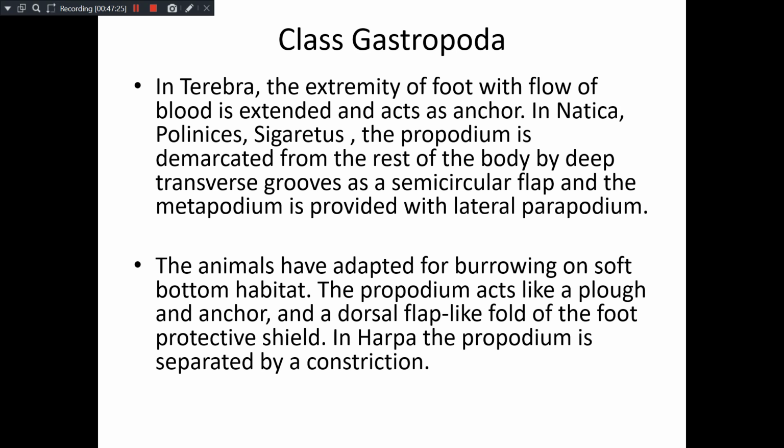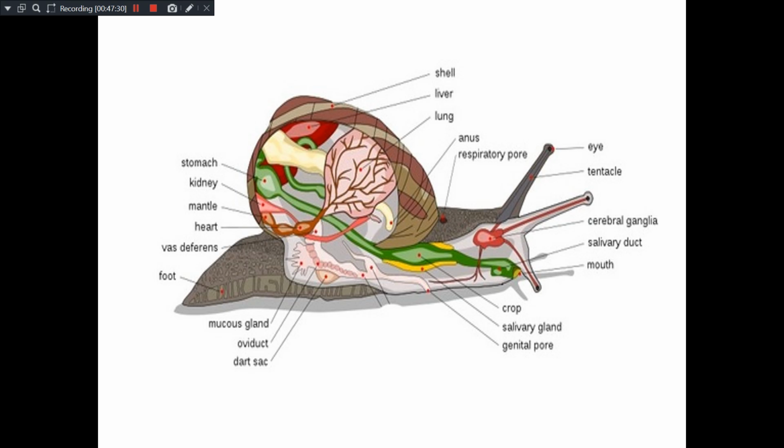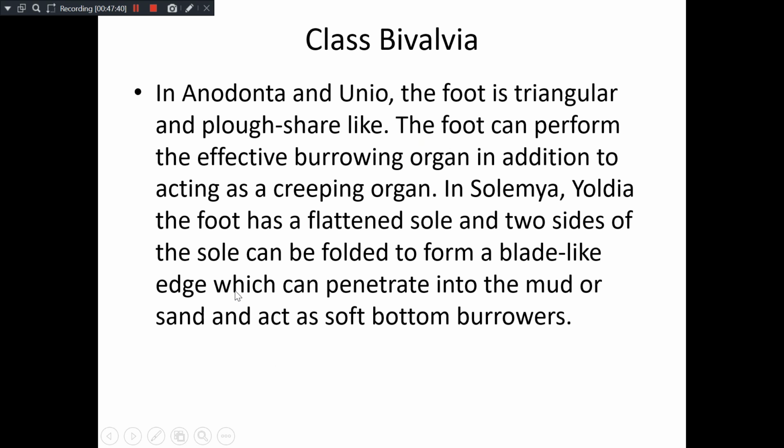In one example, there is Harpa. The parapodium is separated by a constriction. See, this is the foot of the gastropods. In the class Bivalvia, especially in Anodonta and Unio, the foot is almost triangular and like a plow, which is used as a burrowing organ and also used as a creeping organ.